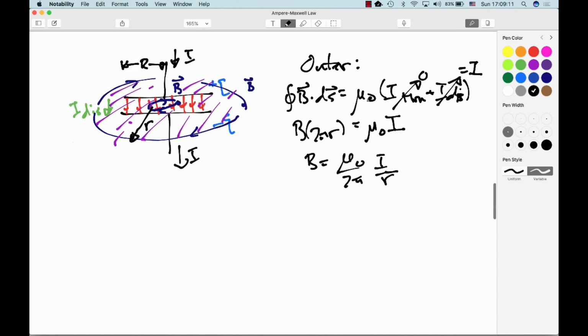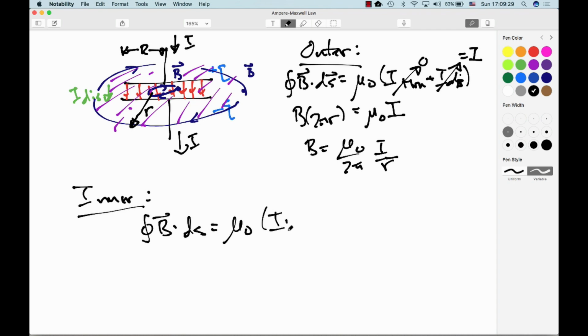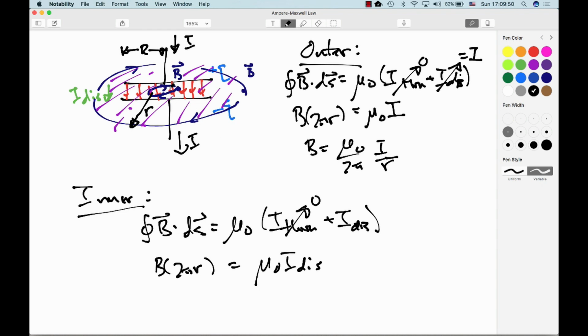Okay, now let's look instead at this inner magnetic field line. So again, same idea. The integral of B dot ds is equal to mu naught times I through plus I displacement. And by the same prescription as before, the integral will evaluate to B times 2 pi r. And we will get that I through is equal to 0. But now we have to look at the displacement current more carefully, because all that's going to count is the displacement current that goes through right inside that magnetic field line.